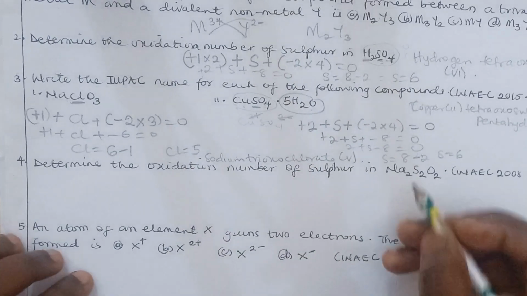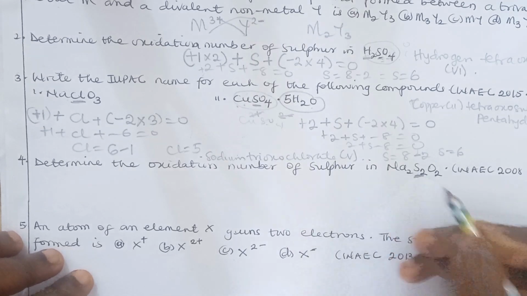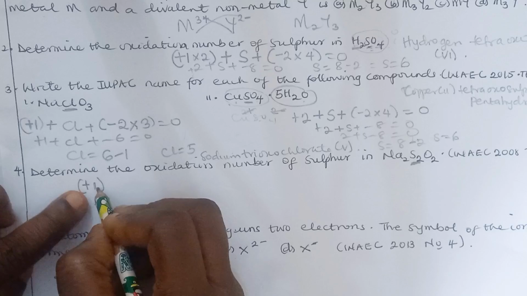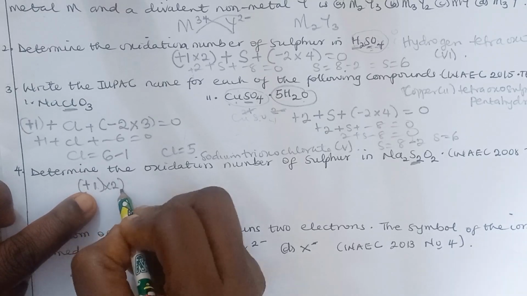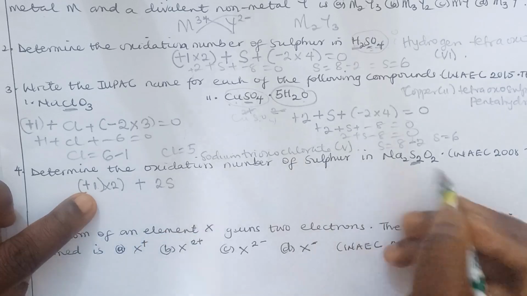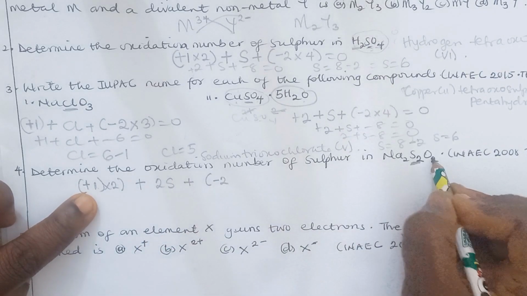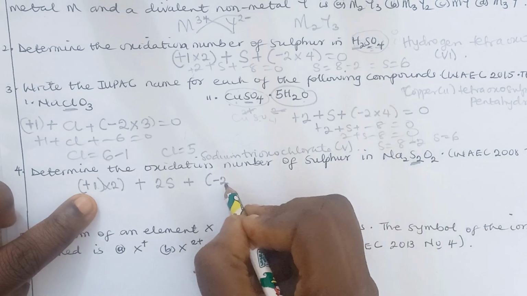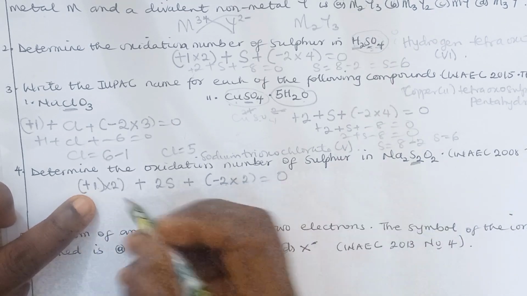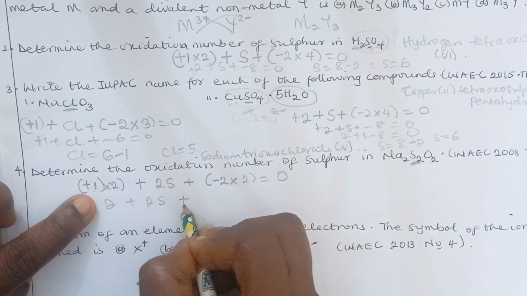Then here we have this. We were asked to calculate the oxidation number of sulfur. This is the sulfur. In this case we have sodium, which is 11. It has oxidation number of +1 multiplied by 2, plus sulfur, which is carrying 2 atoms, plus oxygen, which is -2 because the atomic number is 8, 2 and 6, it gains 2, multiplied by 2 because we have 2 atoms of it. Everything is equal to 0. So 1 multiplied by 2 here is +2, plus 2S plus -4.